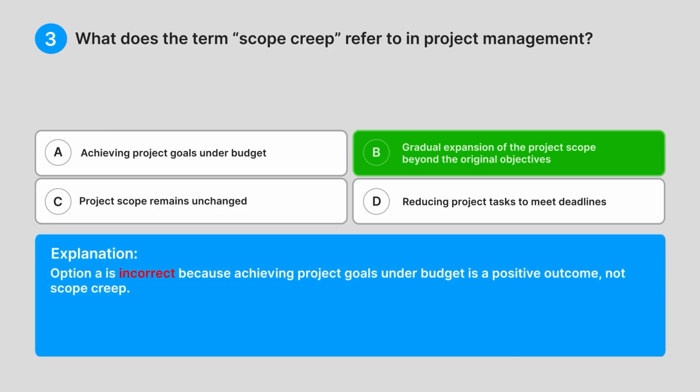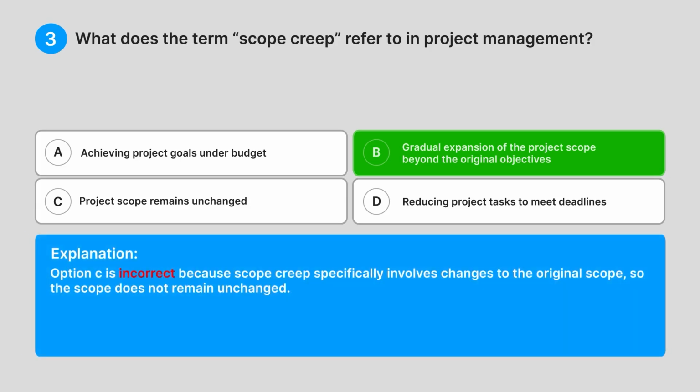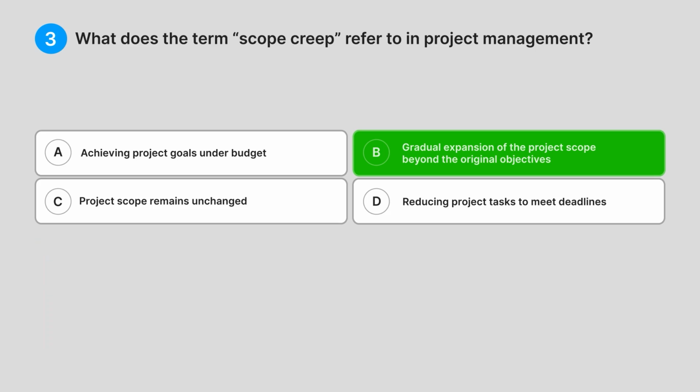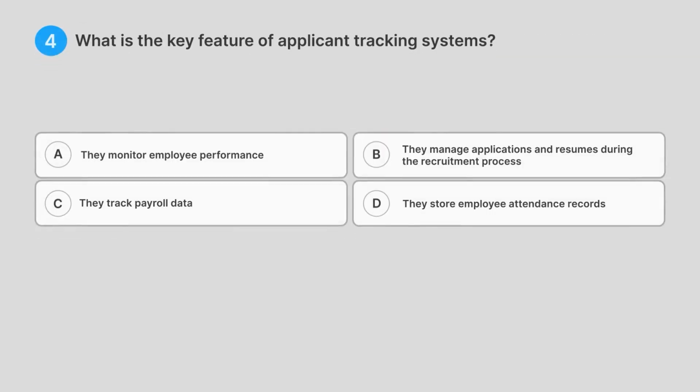Option A is incorrect because achieving project goals under budget is a positive outcome, not scope creep. Option C is incorrect because scope creep specifically involves changes to the original scope, so the scope does not remain unchanged. Option D is incorrect because reducing project tasks to meet deadlines is scope reduction, the opposite of scope creep.